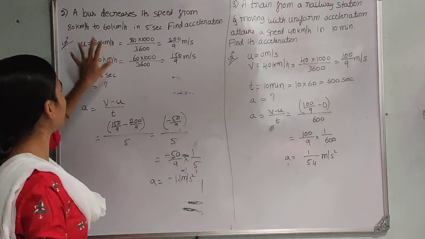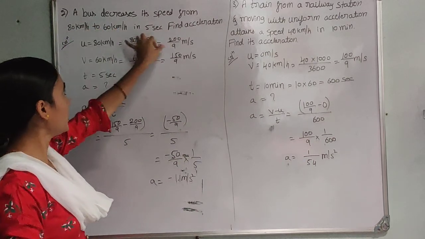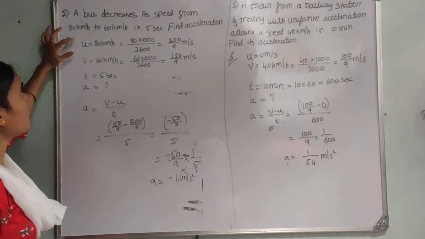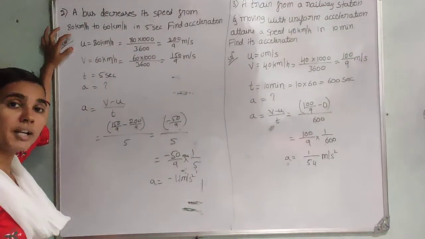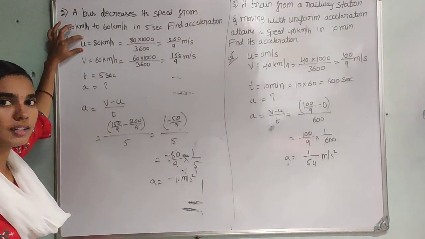Just observe the data. The speeds are both in kilometer per hour, but the time is in seconds. So that's why we have to convert the speed into meter per second. First we have to write the data.